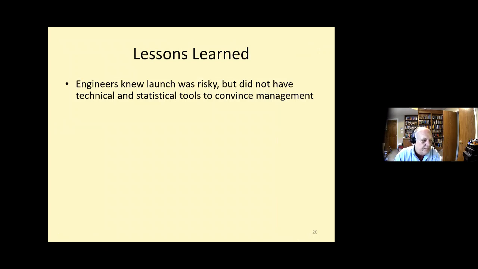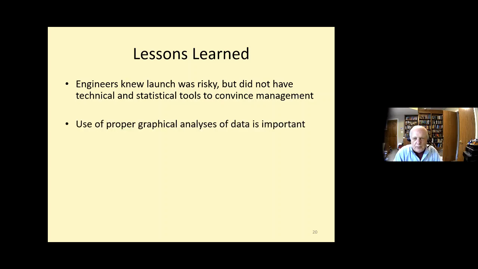Engineers knew it was risky, but they didn't have the technical and statistical tools to convince management, unfortunately. Use of proper graphical methods, like the bottom plot on the previous slide, would have made it clear that low temperature was an important risk. And they should have used all of the relevant data.